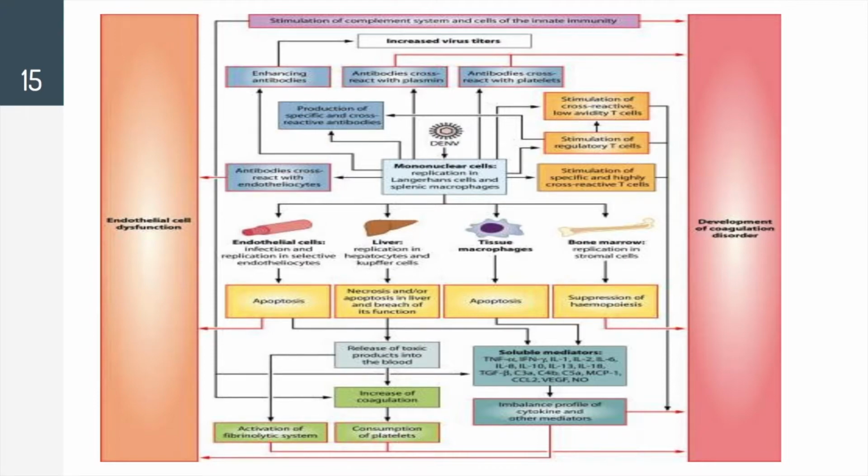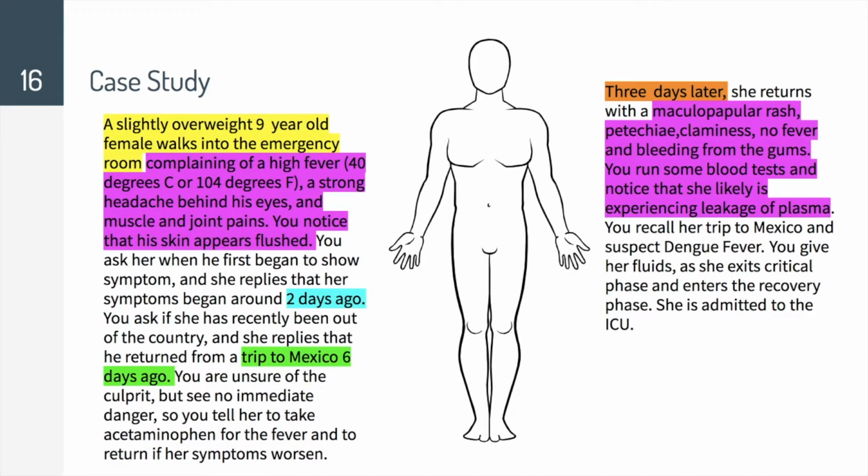So a slightly overweight 9-year-old female walks into the emergency room complaining of a high fever, around 40 degrees Celsius or 104 degrees Fahrenheit, strong headache behind her eyes, muscle and joint pains. You also notice that her skin seems kind of flushed. So you ask her when her first symptoms began, and she replies that her symptoms began around 2 days ago.